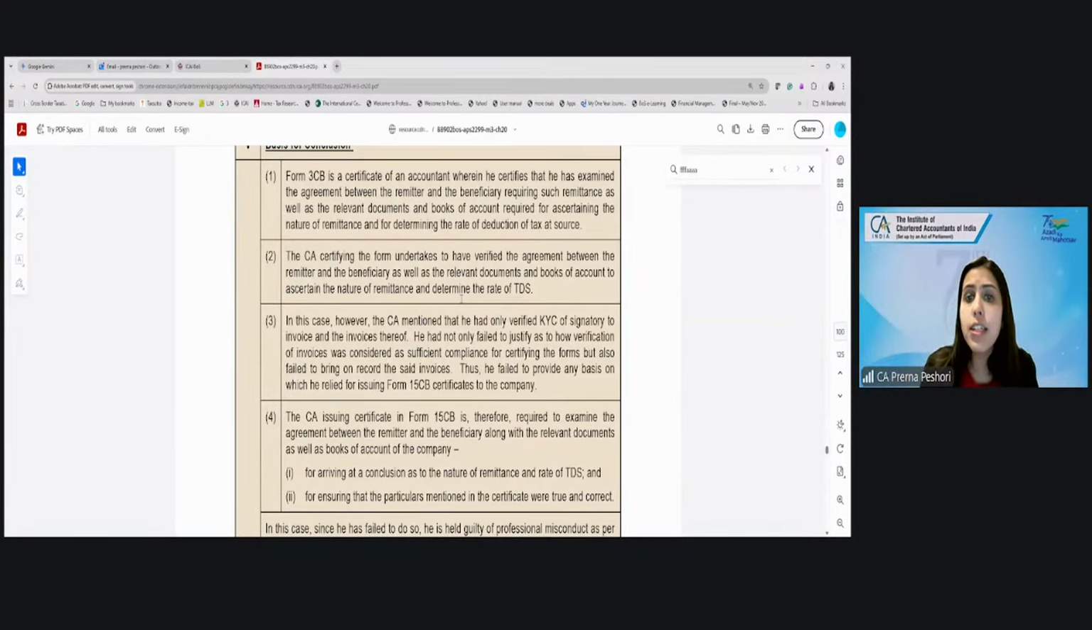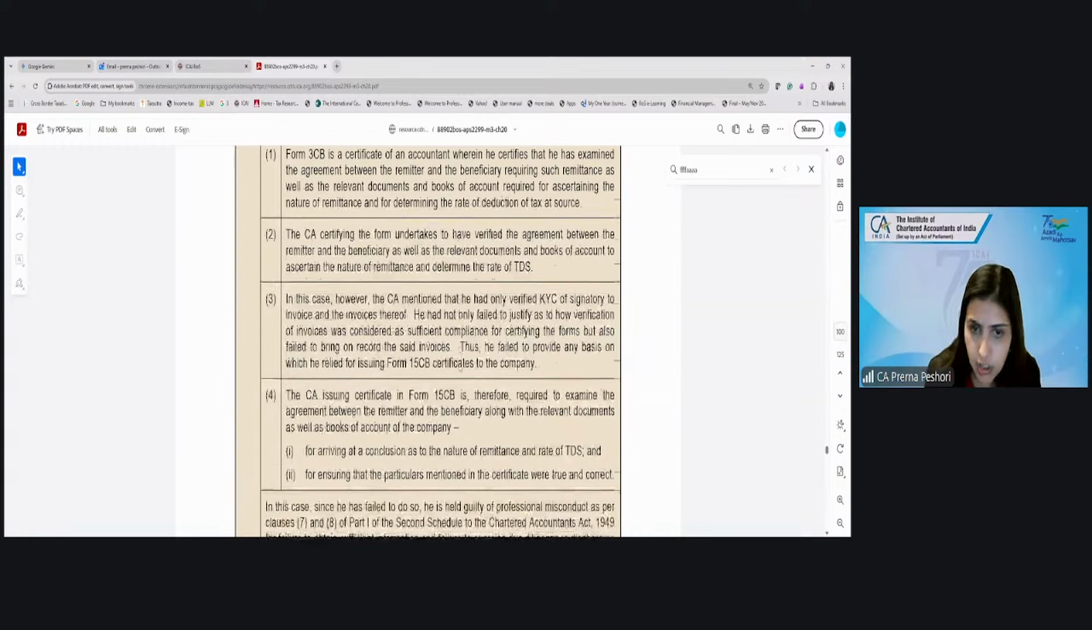Here, the CA is mentioning that he has only verified the KYC of the signatory and the invoices. He has not only failed to justify how the verification of invoices can be considered sufficient compliance for certifying the form, but he also failed to bring in any invoices on record. Thus, he has failed to provide any basis on which he has issued the Form 15CB. So, issuing Form 15CB requires you to examine the agreement, books of accounts and the invoices to arrive at the characterization of the transaction and to determine the correct TDS rate.